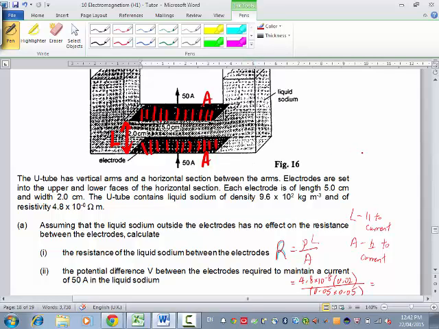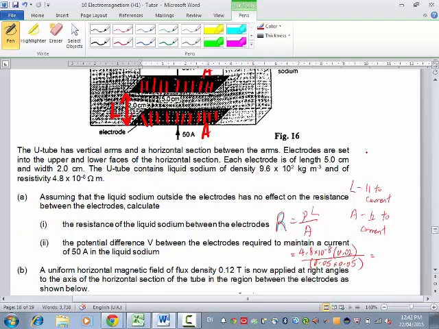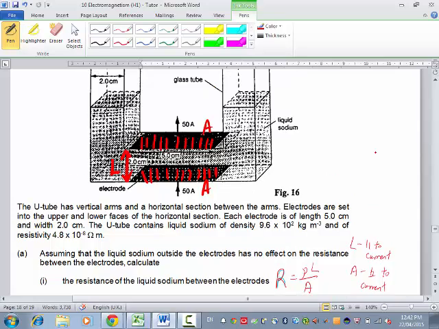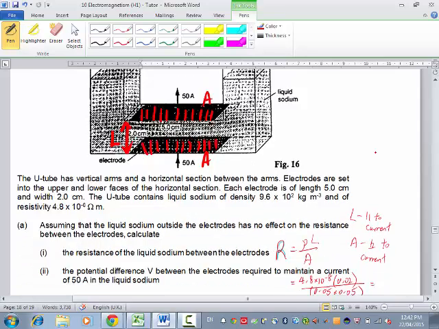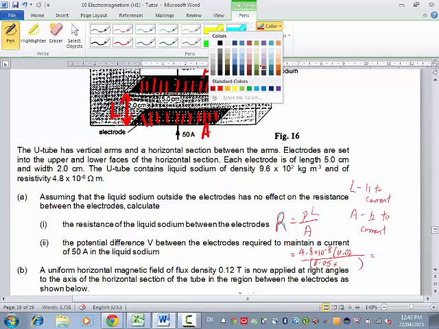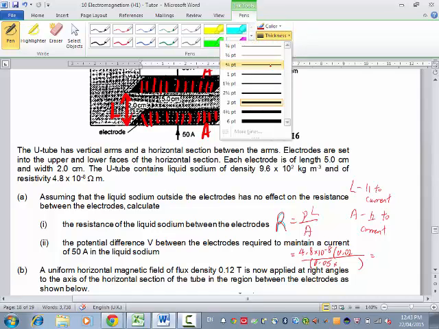Area 0.05 times 0.05? I just shaded the area, right? Oh, I'm sorry. Felicia is correct. No, Jolene is correct.